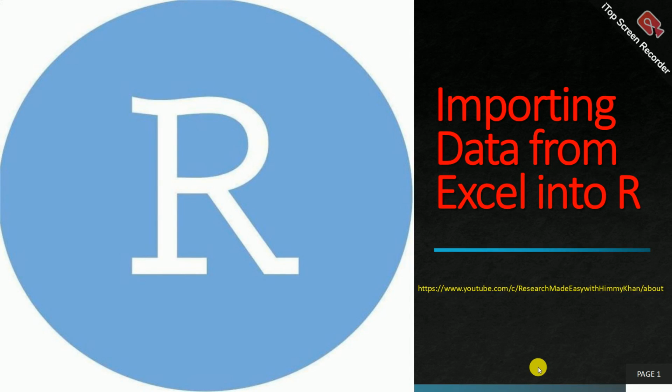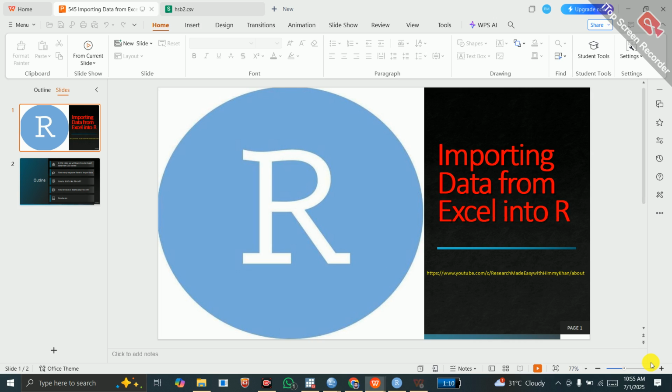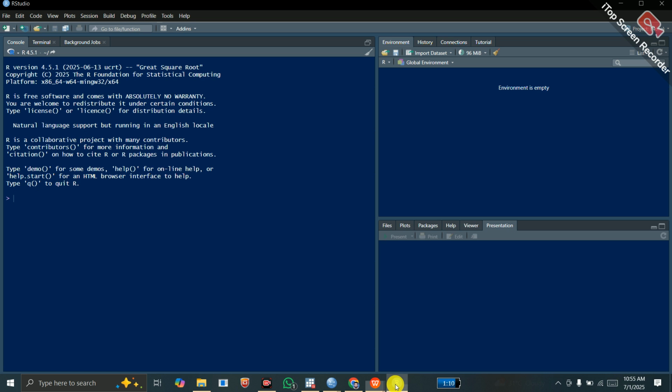After importing data from CSV format into R, in this video I am going to show how to import data from Excel format into R. So let me open my R. If you open your R software, the interface will look like this. Here you can see, it shows the R version, R is free software and so on.